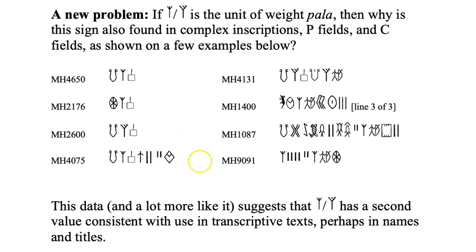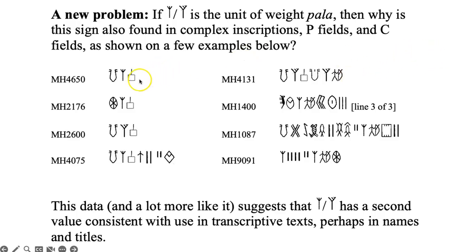So our next slide, we have another problem with this sign. If these two allographs of this sign correspond to the unit of weight pala, then why is this sign also found in complex inscriptions? This is another significant distributional trait of this sign. It's also found in P fields and C fields, and we've seen this already.